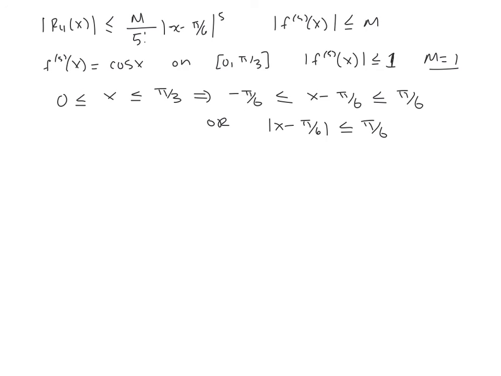So inputting all this information, the absolute value of this Taylor polynomial's remainder is less than or equal to 1 over 5 factorial times pi over 6 to the fifth, which is about 0.000328.